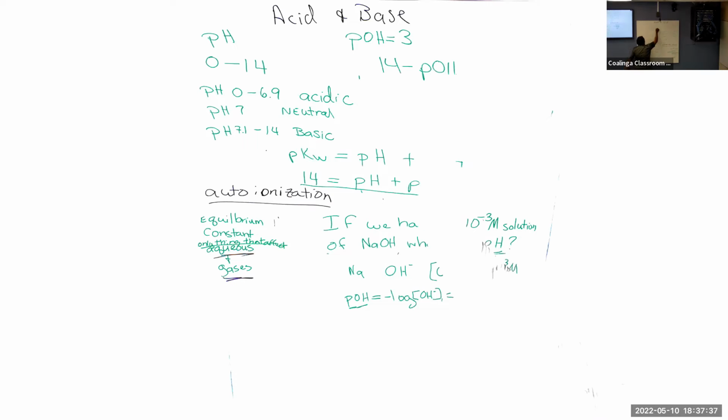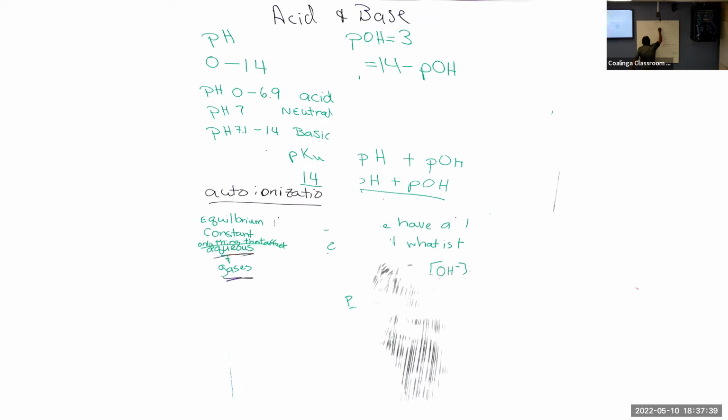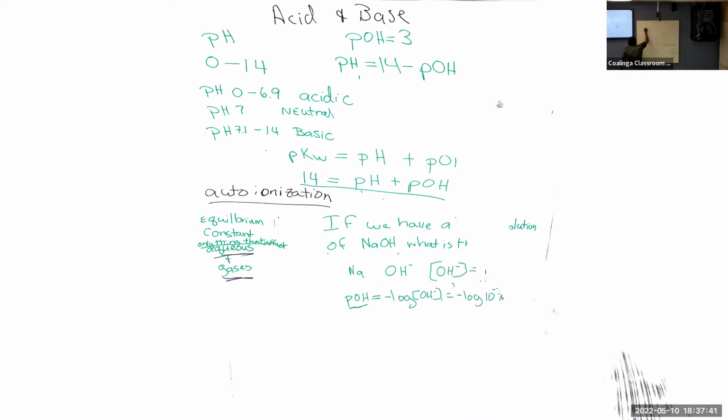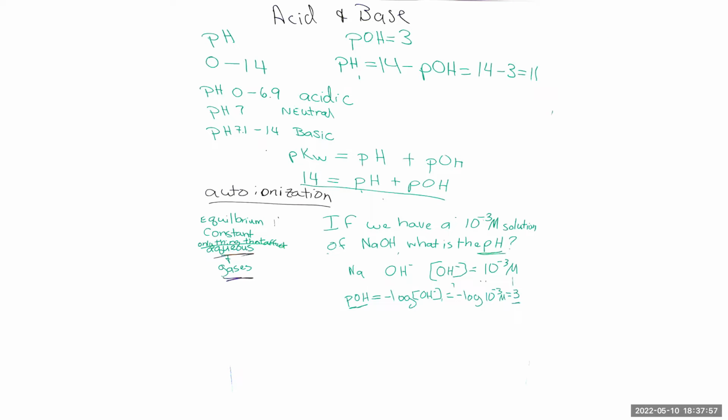So then 14 minus 3 equals 11. Right? So that's how we calculate my pH. Wait, where did you write it? Up on the top? Right. Okay.